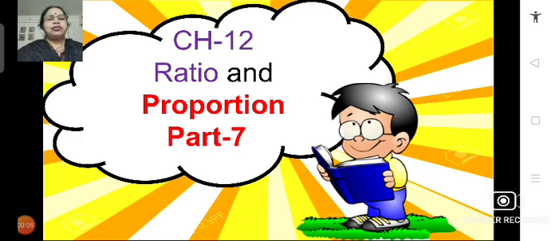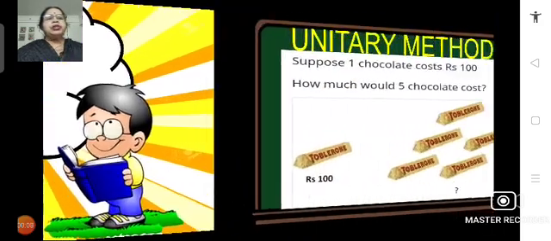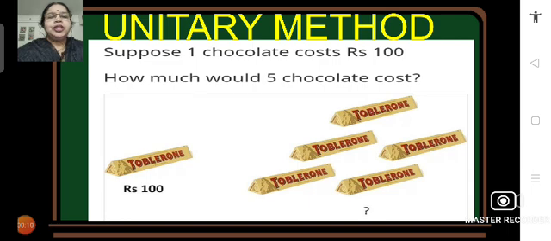This is part 7 of the chapter. Today we are going to learn about unitary method. To understand unitary method, let's first have a look at some real life situations, some examples from real life.